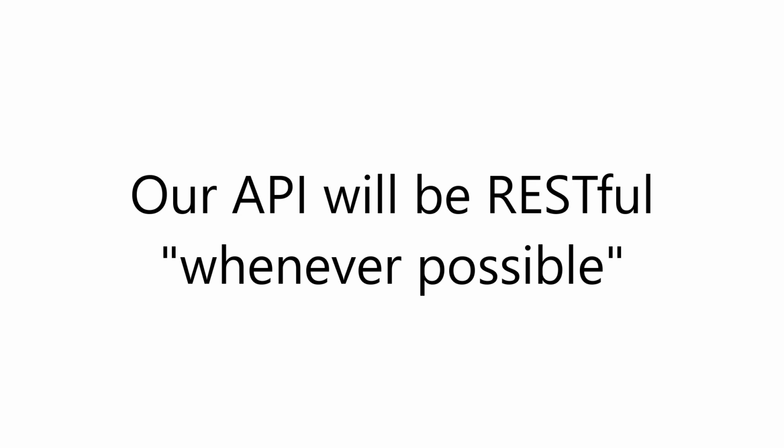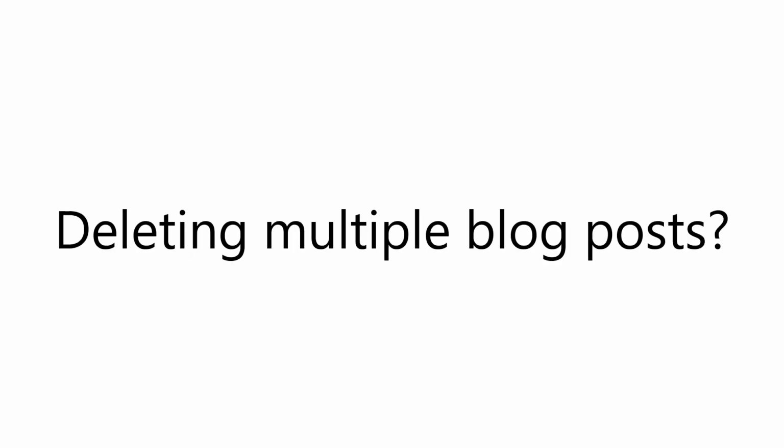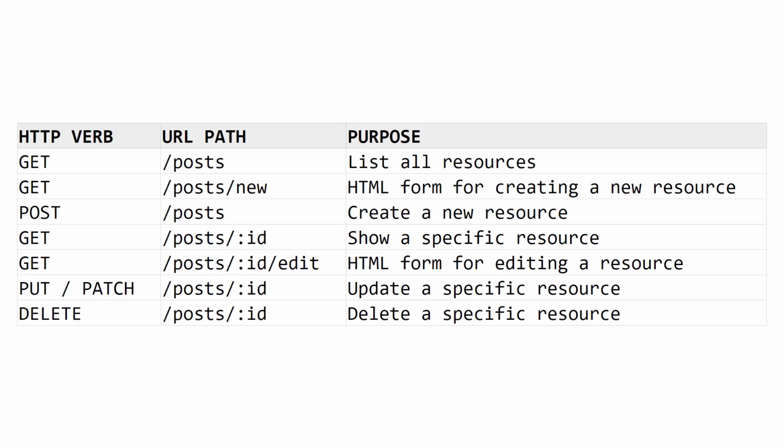I say whenever possible because sometimes it's okay to add non-RESTful endpoints to your API. For example, if you wanted to delete a bunch of blog posts at once, you may consider adding a bulk delete endpoint to your post resource. How you implement that is up to you, but it doesn't really fit the mold of the 7 standard endpoints that define a RESTful API. Perhaps you could send a delete request to /post/bulk_delete and then pass in a list of IDs.